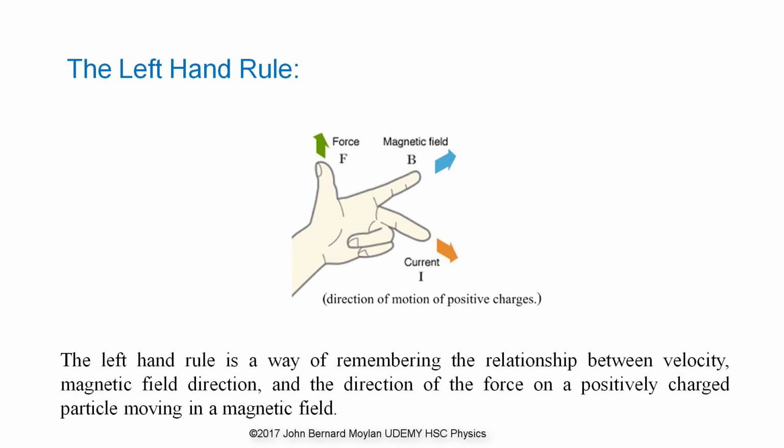The left-hand rule is a way of remembering the relationship between the velocity of a moving positive charge, the magnetic field direction, and the direction of force on the charge. With the hand held as is shown in the diagram, the force is indicated by the thumb, the magnetic field direction is indicated by the index finger, and the direction of motion of the positive charge is indicated by the middle finger. This is easy to remember as it is simply FBI.